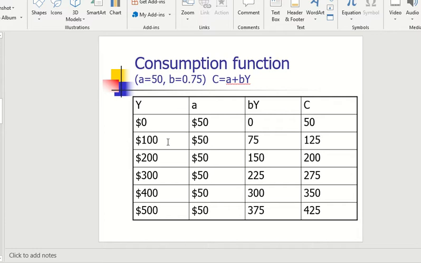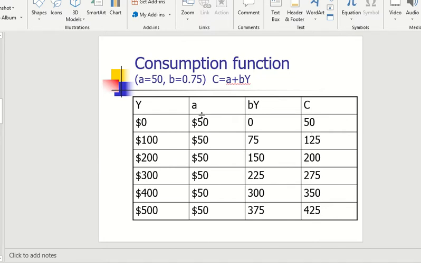Let's try one more. Okay? When the income is 100, the amount of consumption that is dependent on income is $75. That's 0.75, which is given to us, multiplied by the income. Okay, so that will give us 75. In order to find the total consumption, that's autonomous consumption, A plus B times Y. So that will give us a total consumption of 125.